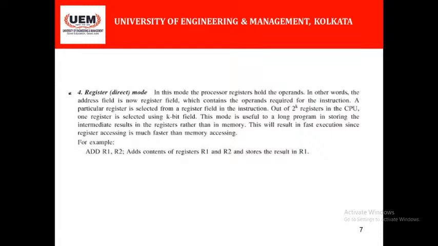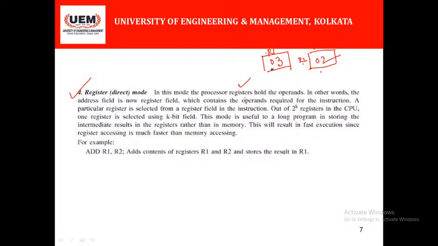Next, register direct addressing mode. In this mode, the processor register holds the operand. For example, say add R1 comma R2. So look at that, R1 is holding an operand, say 03, and R2 is holding another operand, say 02. R1 is a processor register, R2 is a processor register.